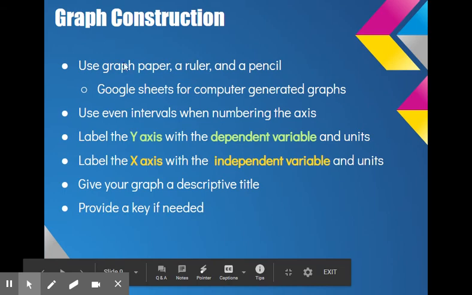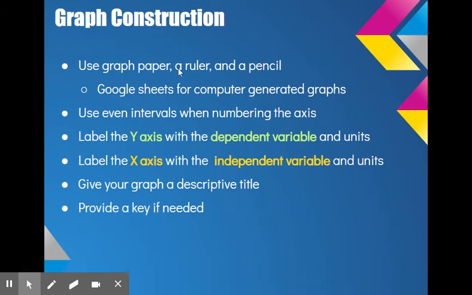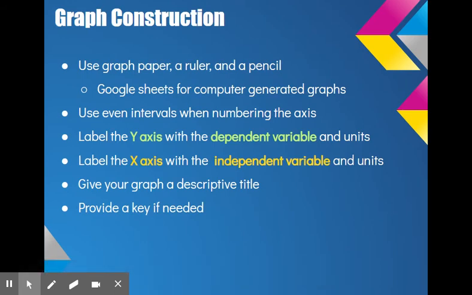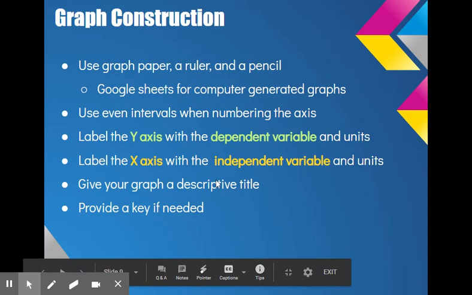Okay, so a couple of things you need to remember when doing a graph. You need to use graph paper, a ruler, and a pencil. If you do it on the computer, you will use Google Sheets. You need to use even intervals. So if you count by fives and it needs to go 5, 10, 15, 20, you can't go 5, 15, 30, 75. That's not okay. You have to do even intervals when you label your graph.